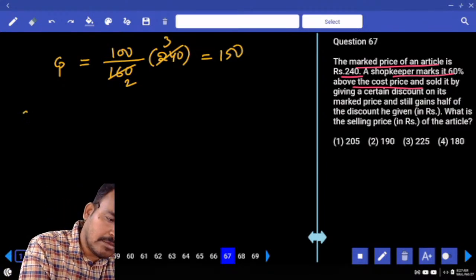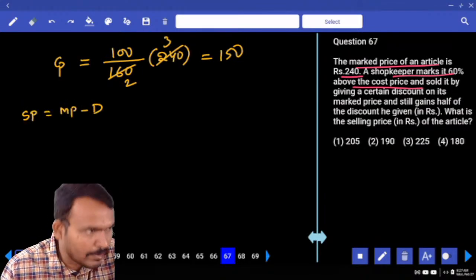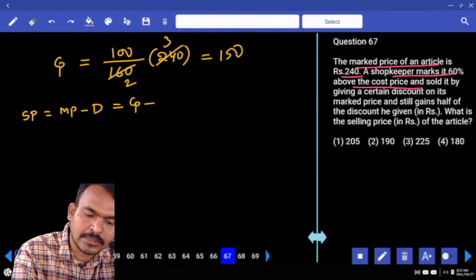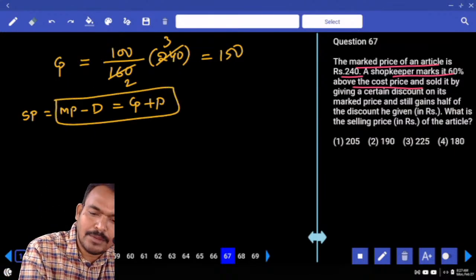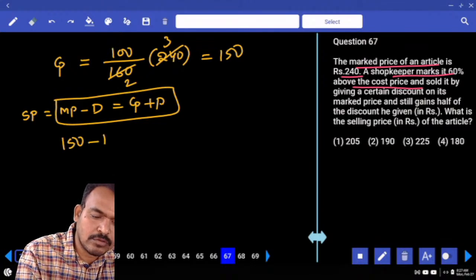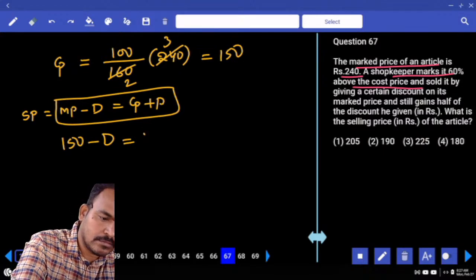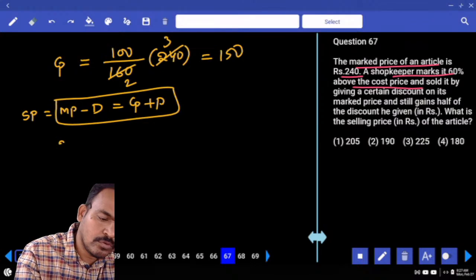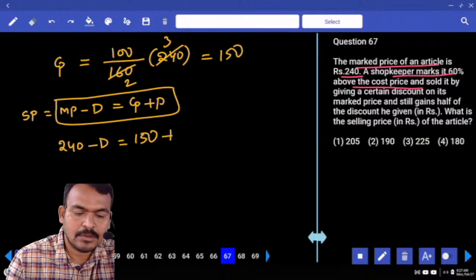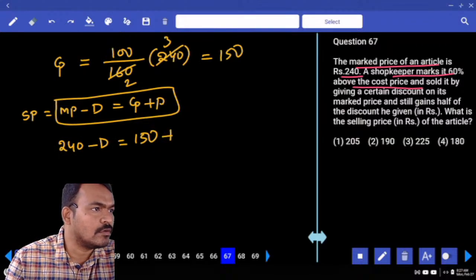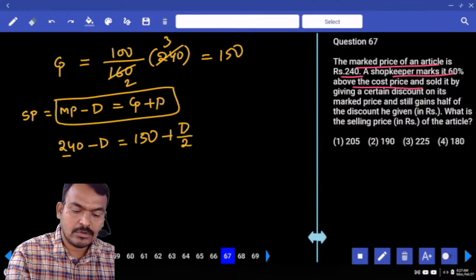Cost price. And already we know selling price means market price minus discount or plus discount? Minus discount. It is also equal to cost price plus profit, or not? Yes or no? What is the market price value? 150. Suppose discount value is D. Market price is how much? 240 minus discount equals cost price 150 plus profit, which is half of the discount, or not? Means in place of P we write D by 2 or D? D by 2.